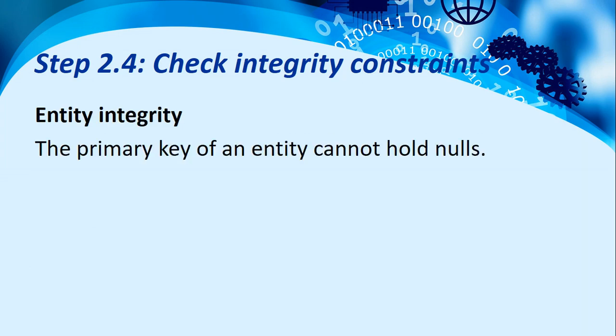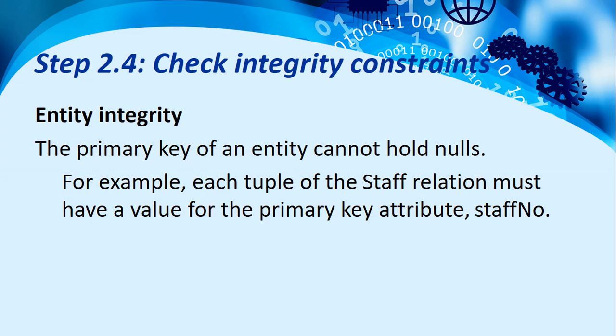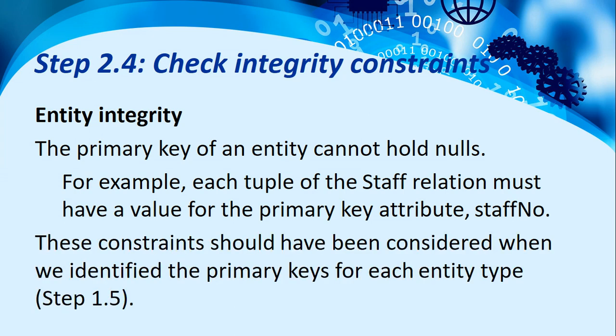Next we have entity integrity. The primary key of an entity cannot hold nulls. For example, each tuple, row, or record of a staff relation must have a value for the primary key attribute, staff number. It cannot be null. This constraint should have been considered when we identified the primary keys for each entity type, from step 1.5.